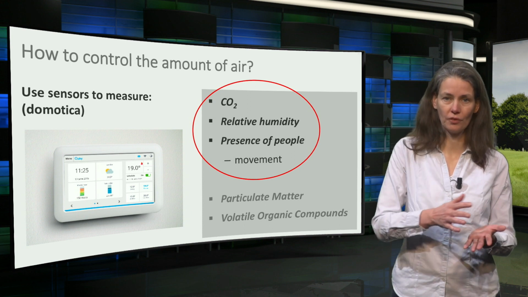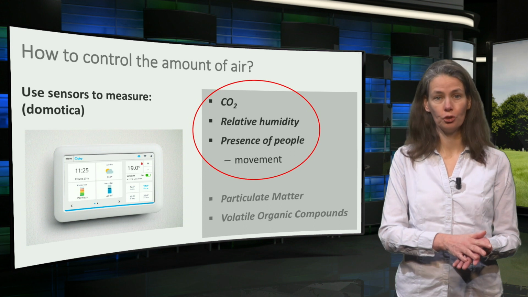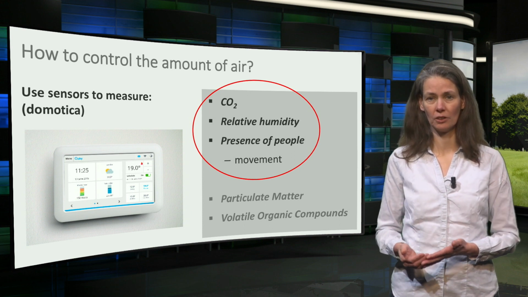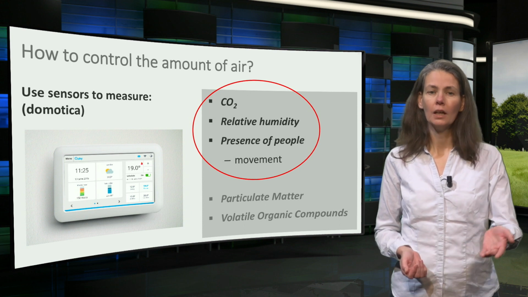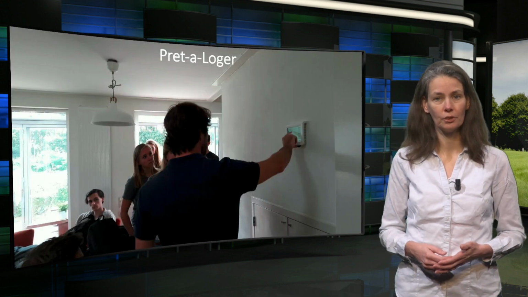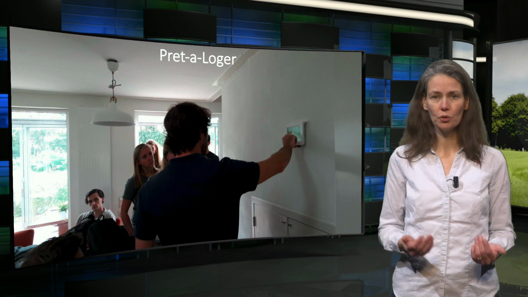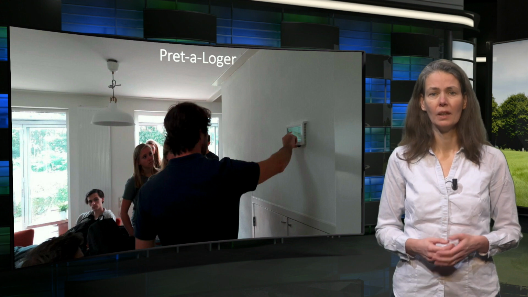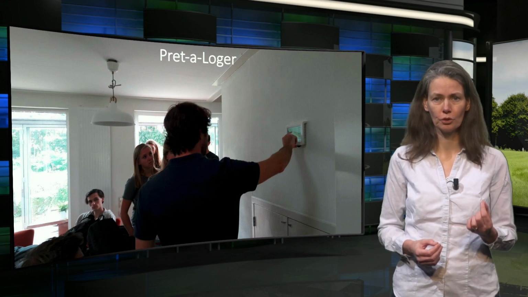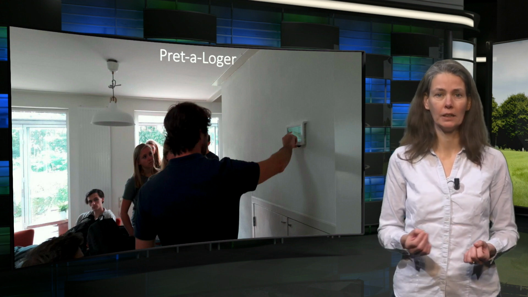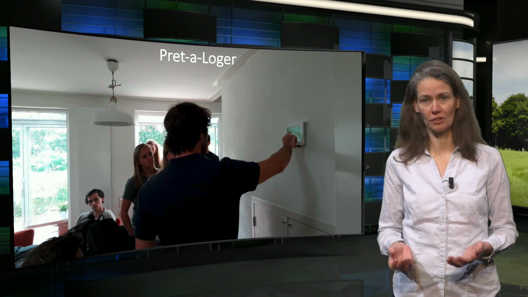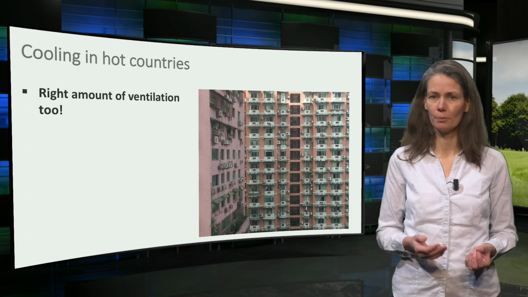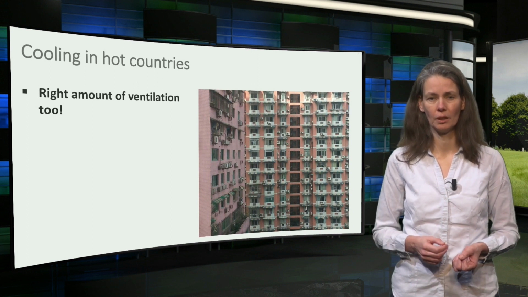Coupling these sensors to the ventilation control systems ensures the right amount of ventilation at the lowest energy demand for ventilation. Coming back to the Pret-a-Loger house, the Pret-a-Loger house also has a control system for ventilation. But that's not all. This control system can also control the amount of heating depending on the presence of people and their preferences. This video explains how to reduce the energy demand for ventilation in winter.